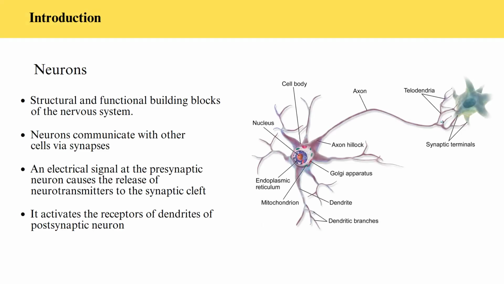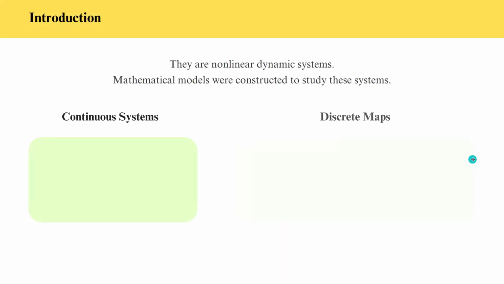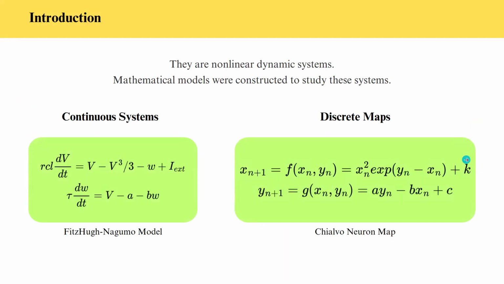Neurons are the structural and functional building blocks of the nervous system. They communicate with other cells via synapses, where electrical signals trigger the release of neurotransmitters. This activates receptors on dendrites of postsynaptic neurons, which propagate the signal. Neurons exhibit nonlinear dynamic behavior, making them ideal subjects for mathematical modeling and simulation.